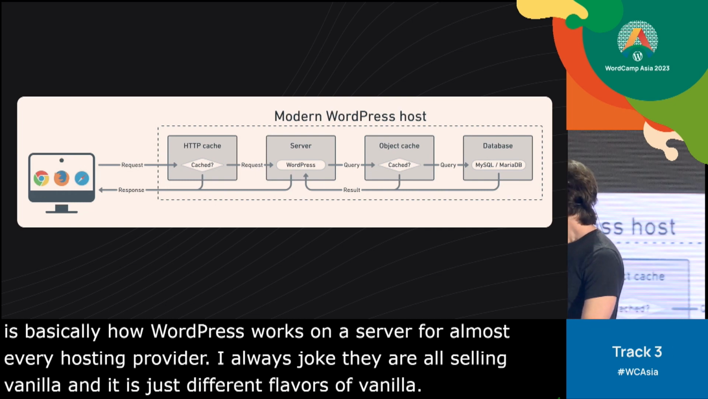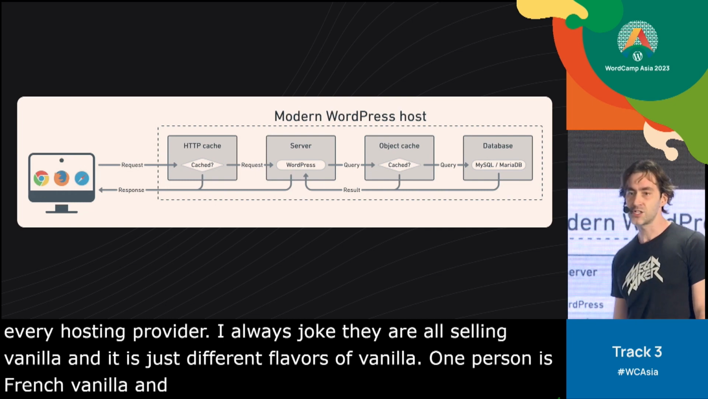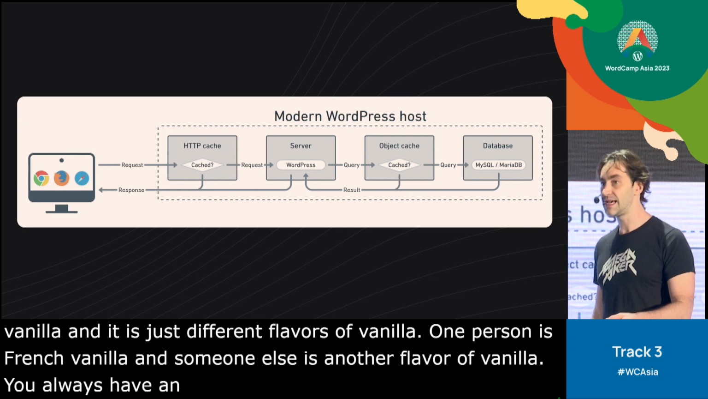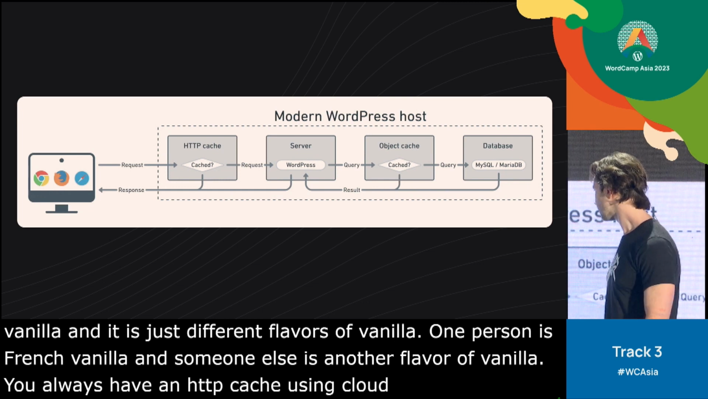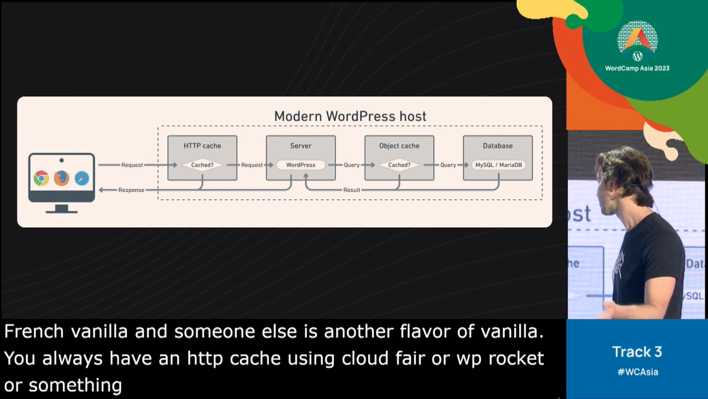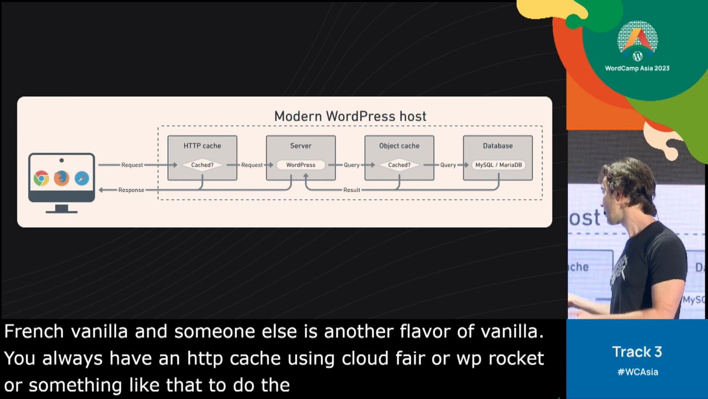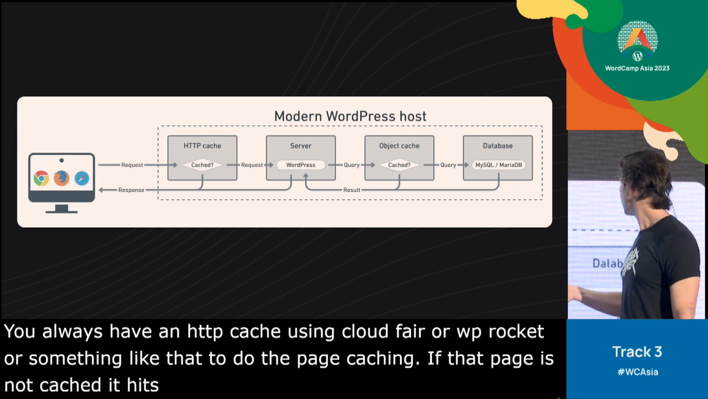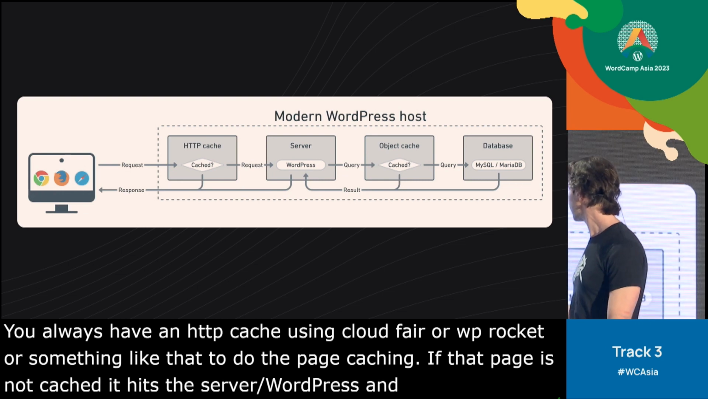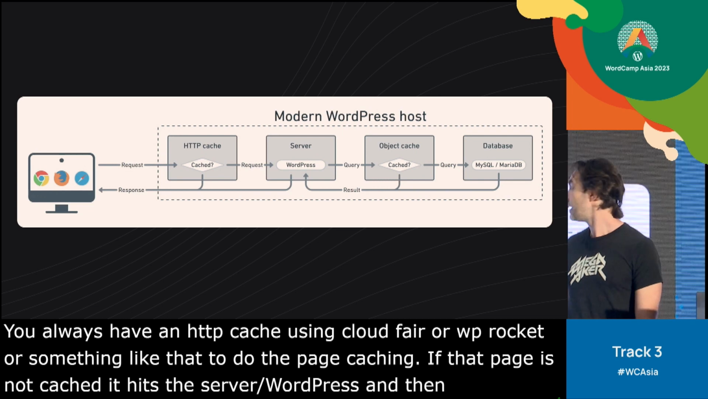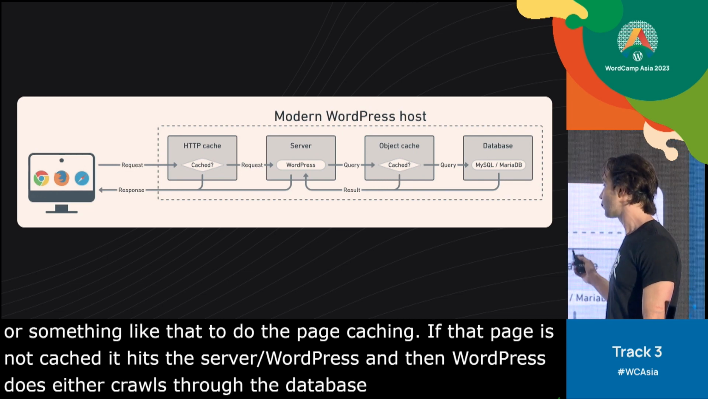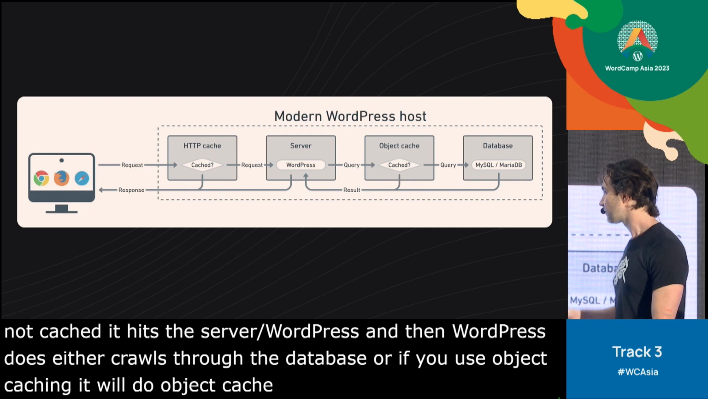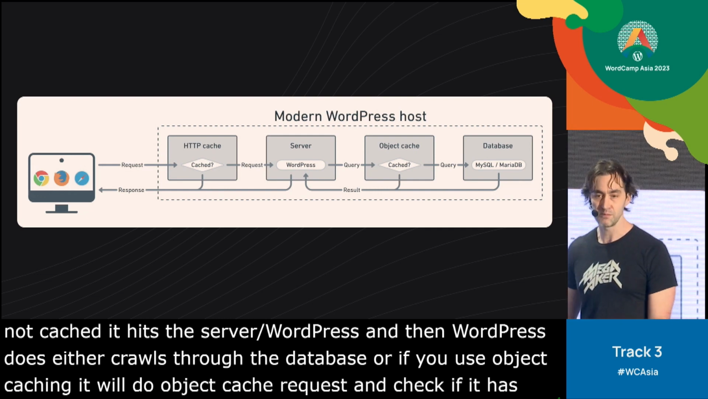So you always have an HTTP cache. Either you're using Cloudflare or you're using WP Rocket or something like that to do the page caching. If that page's not cached, it hits the server, WordPress, and then WordPress does either SQL queries directly to the database, or if you're using object caching, it will do object cache requests and check if it has that and send it back. And then that gets sent back to your browser.